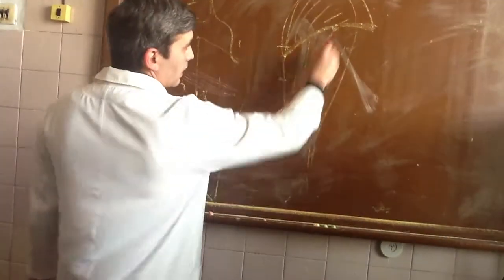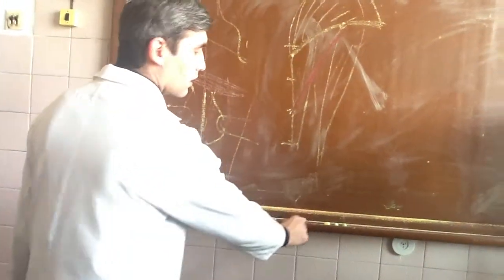From the first point to the second point, we draw this line. This is the projection line, the line of the radial nerve.